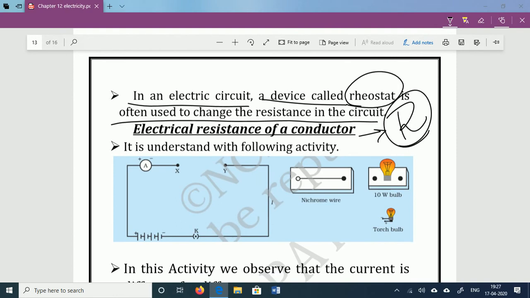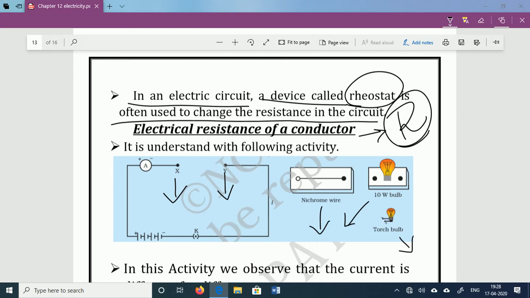Here one circuit is set. In this circuit, 2 points are placed, point X and point Y. Between these 2 points we will set different components. Initially I will place the nichrome wire between X and Y. Later I will place the 10-volt bulb between X and Y. Finally I will place the torch bulb between X and Y.